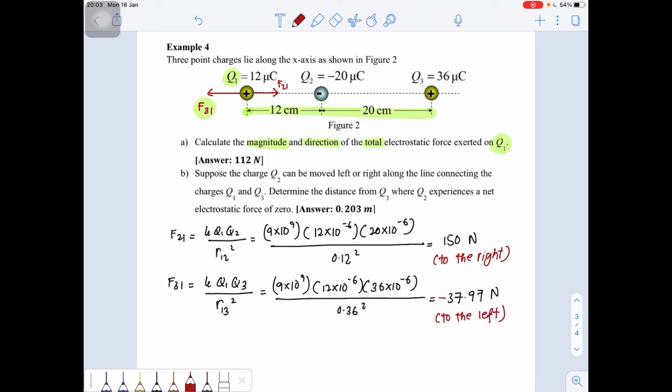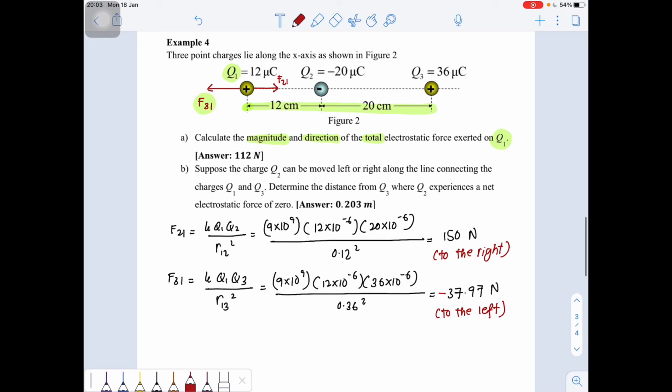Now that we have F21 and F31, we can find the total electrostatic force, which is equal to F21 plus F31. F21 here is positive 150 plus F31, which is negative 37.97. So the total net force here will be equal to 112 Newton. And since it is positive, the direction will be to the right.